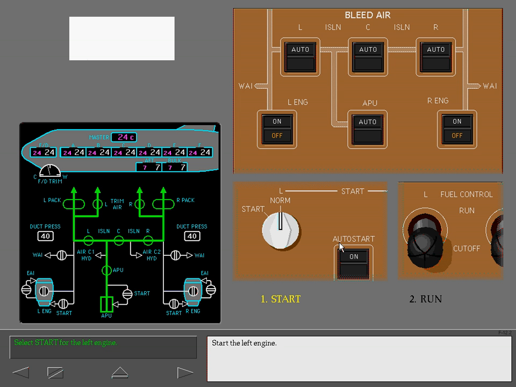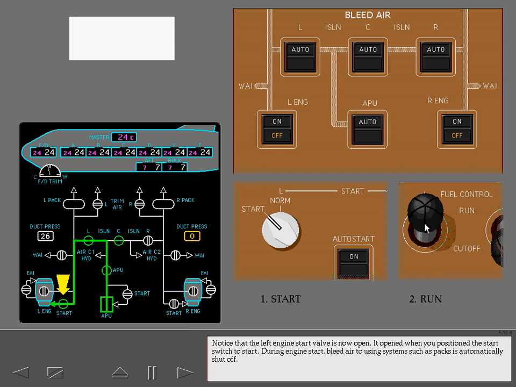Start the left engine. Notice that the left engine start valve is now open. It opened when you positioned the start switch to start. During engine start, bleed air to using systems, such as PACS, is automatically shut off.